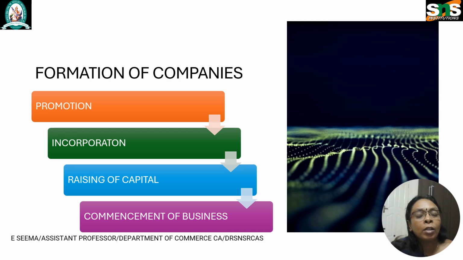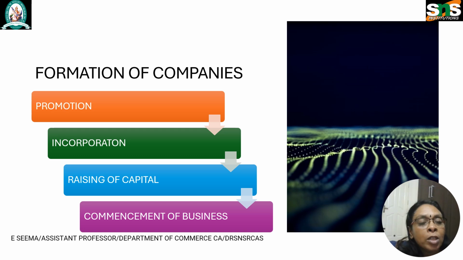These are all the steps that we should follow while we are forming a company. That is, first one is promotion. Promotion includes all those activities which have to be done by a promoter. Promoter is a person who gives the business ideas, identifies the business ideas, and he prepares the feasibility report whether the business is feasible or not.